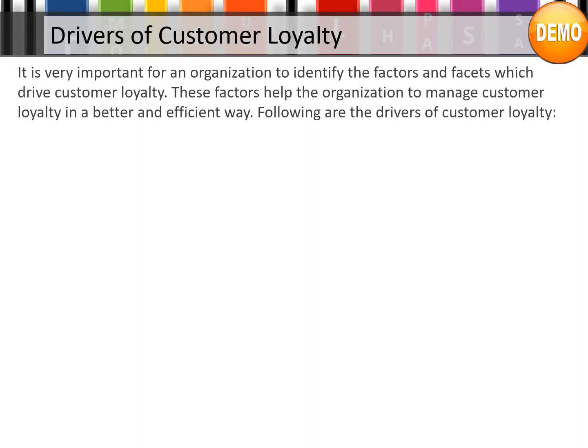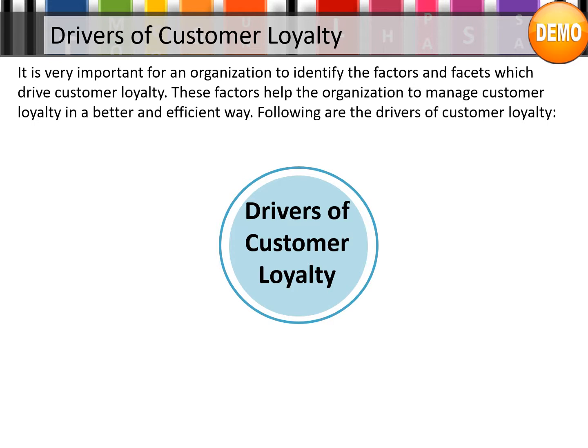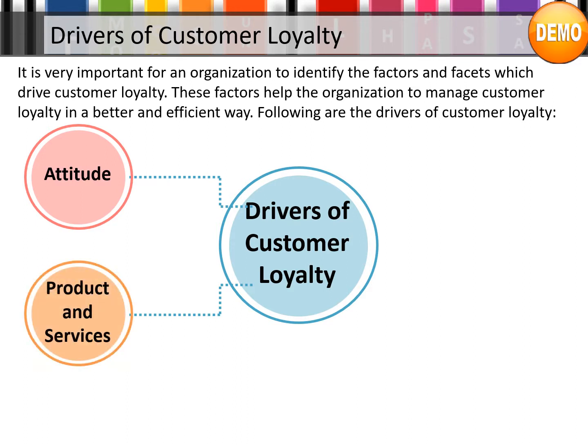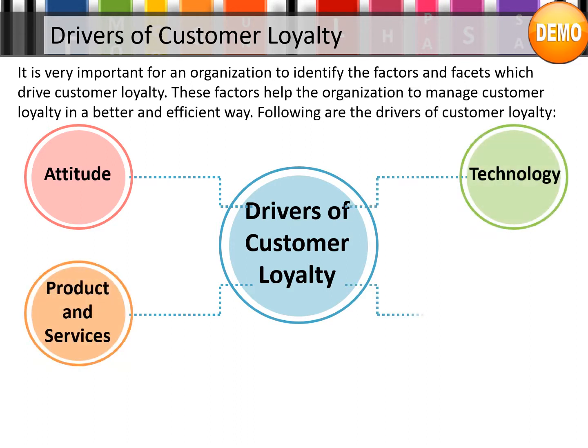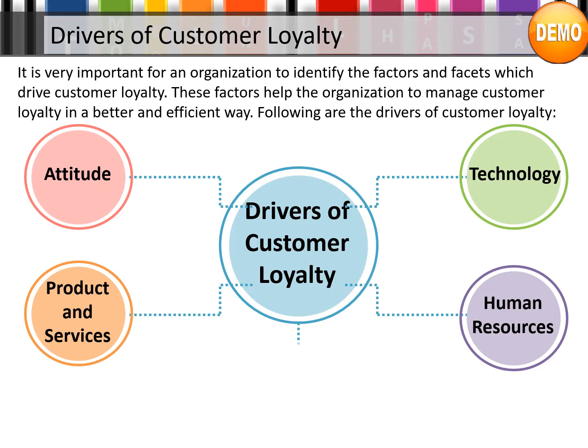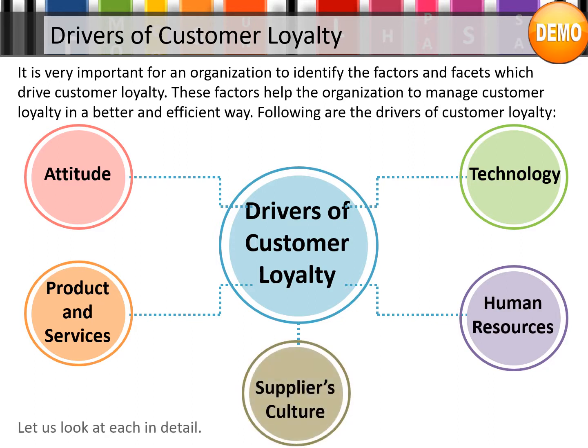Drivers of customer loyalty. It's very important for an organization to identify the factors and facets which drive customer loyalty. These factors help the organization to manage customer loyalty in a better and efficient way. Following are the drivers of customer loyalty: attitude, product and services, technology, human resources, and suppliers' culture. Let's look at each one of these in detail.